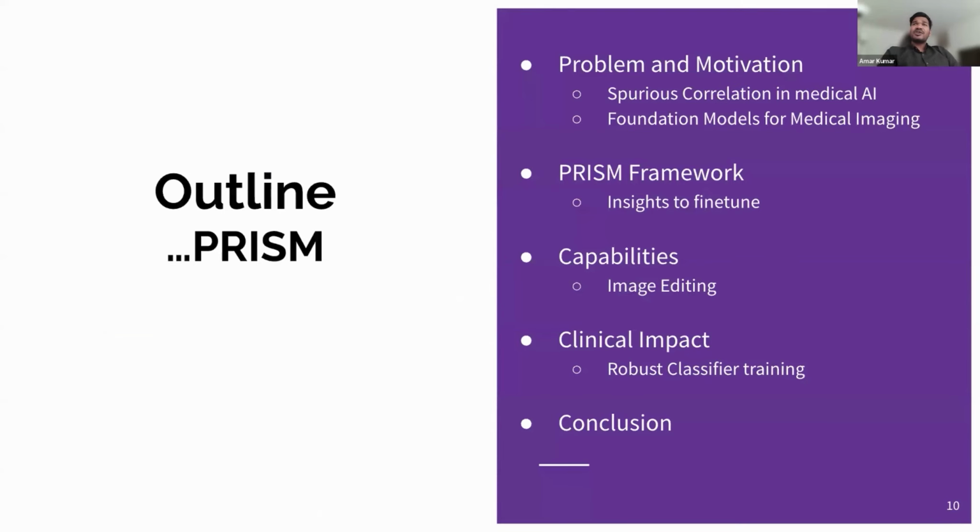So the outline for this talk will be: I will talk a bit about the problem and motivation that is needed for this kind of setup. We'll talk about Prism. We'll go into a bit more detail about the implementation of this architecture. Next, we show the capabilities. And finally, we talk about clinical impact and how these models could be useful, and we'll conclude this talk.